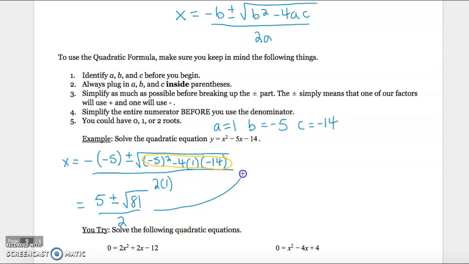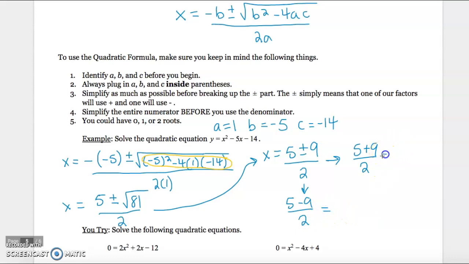Okay, and so now I'm going to see if I can find the square root of 81, and I can in this scenario. You may not always be able to, but in this scenario, I get x equals 5 plus or minus 9 all over 2. Because I have just a number plus or minus another number all over 2, this is where you're going to split it up into its 2 different options. So one option is when you use the addition symbol, 5 plus 9 over 2. And another option is when you use the subtraction symbol, 5 minus 9 over 2.